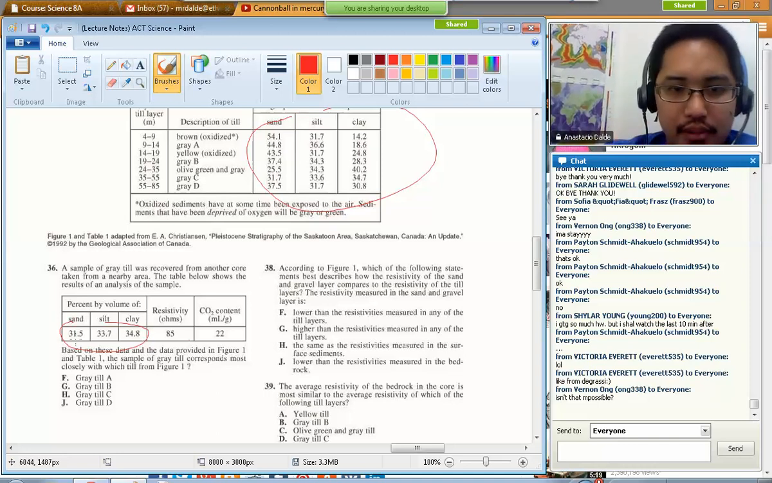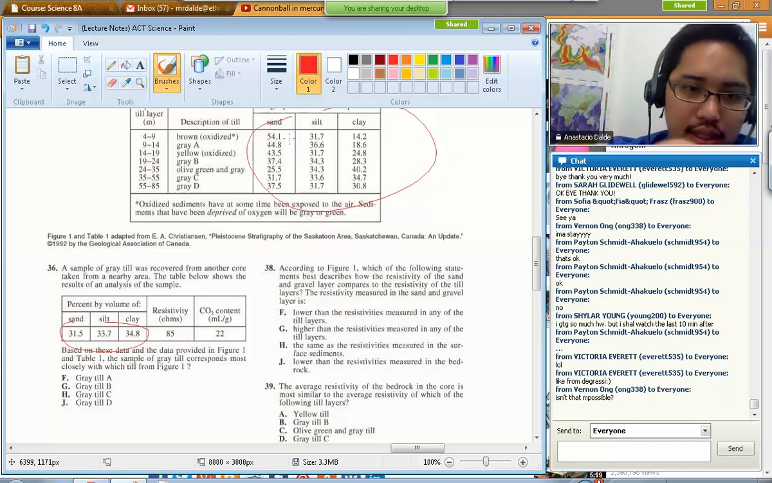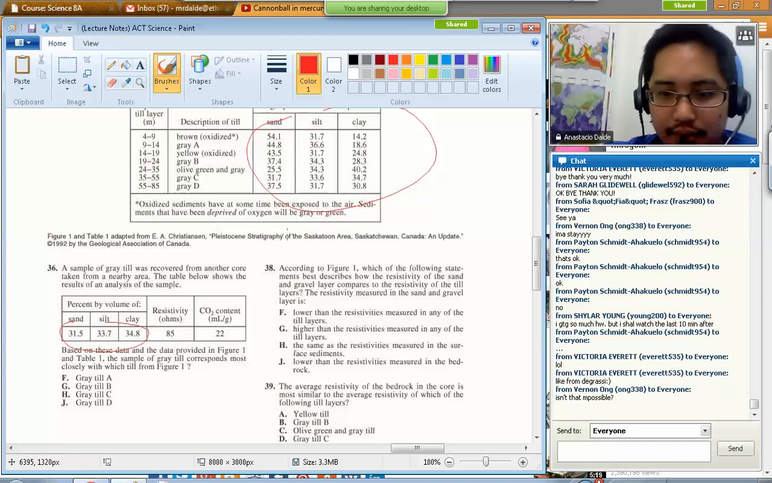Look at the first number, 31.5. Which of these numbers is closest to 31.5?